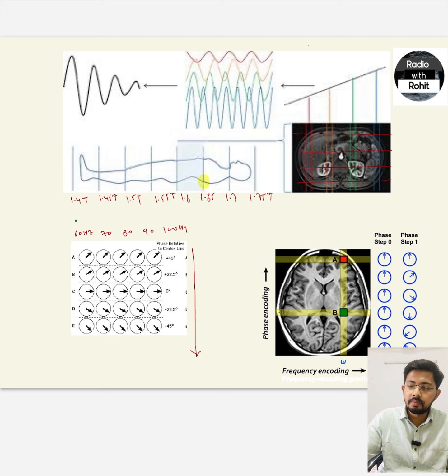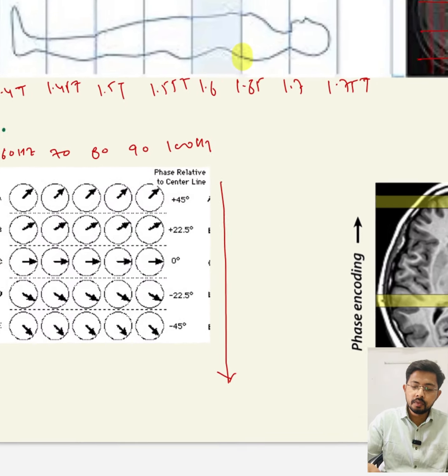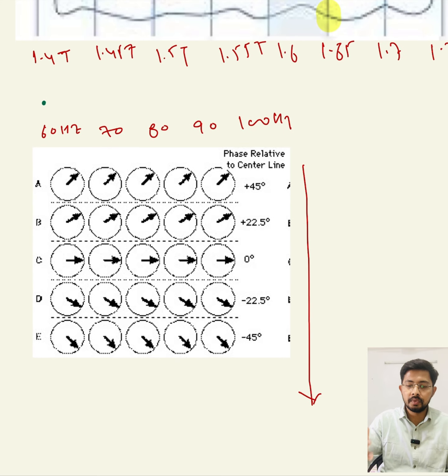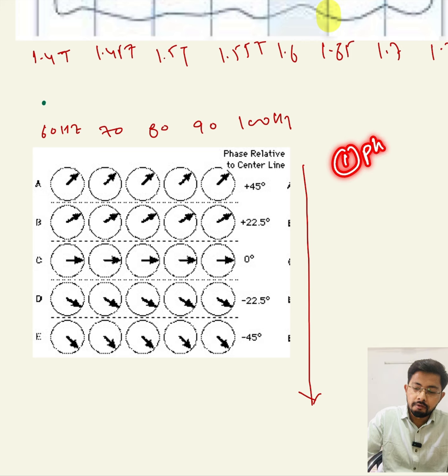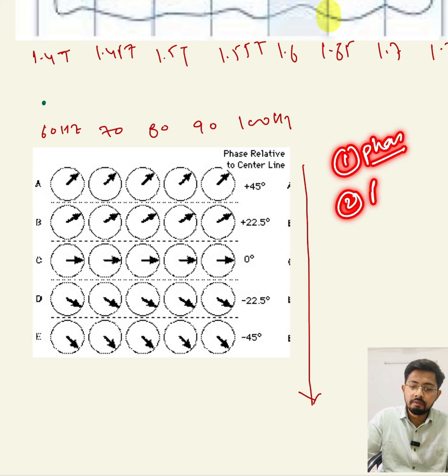Next, imagine this is the slice from this particular portion of the body. Now we want to focus on the kidney, or we want the kidney to look somewhat different from the rest of the body. So we have to localize this kidney. For this we have to give two more kinds of magnetic field. The first is called phase encoding and the second is called frequency encoding.